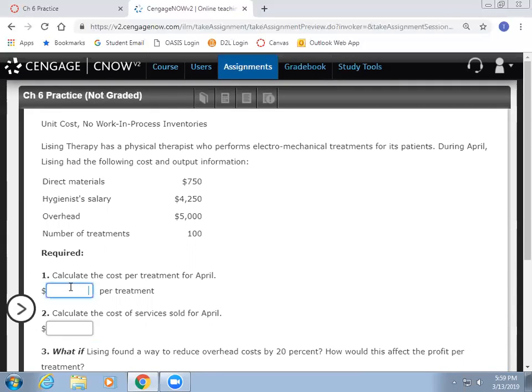100, very good. So we took the three costs, materials plus salary, which is labor, plus overhead, and divided by 100. So the total cost per treatment for April was $100. So what's the total cost of services sold for April? Yeah, 10,000. We would just take 100 times 100. $100 a service at 100 services. It's 10,000.